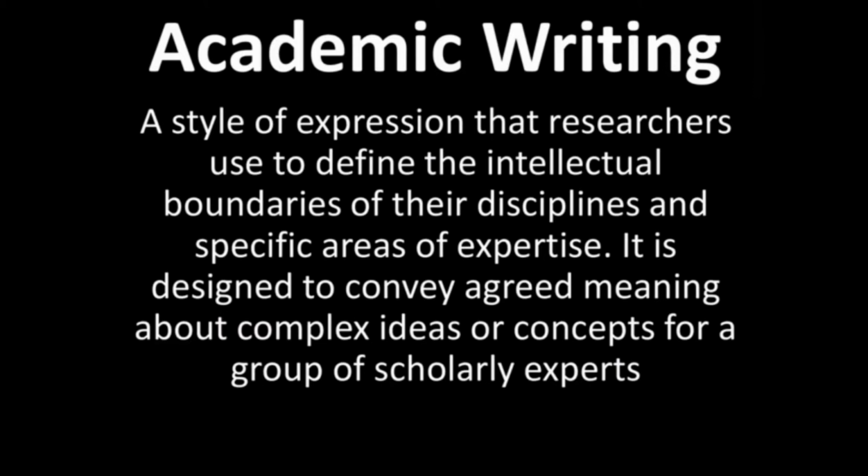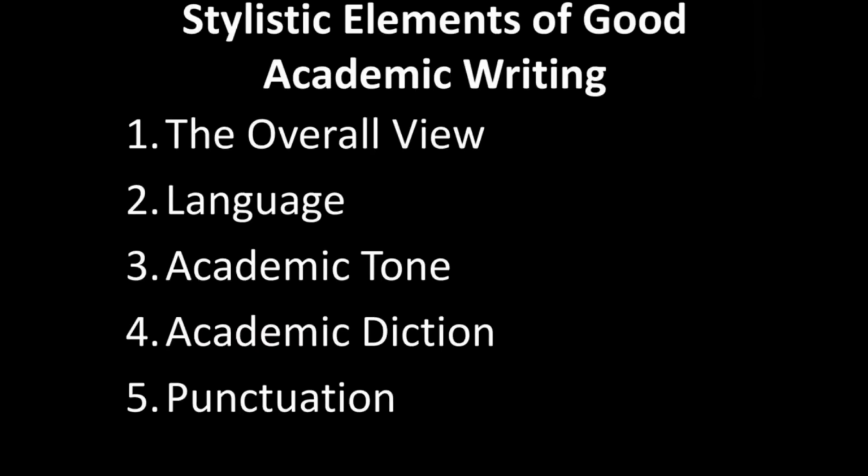Apart from that, when we are doing academic writing, we propose claims or arguments that may be valid depending on the evidence that you are going to present. Then, when it comes to academic writing, we have the so-called stylistic elements, and these are overall view, language, academic tone, academic diction, and lastly, we have punctuation.